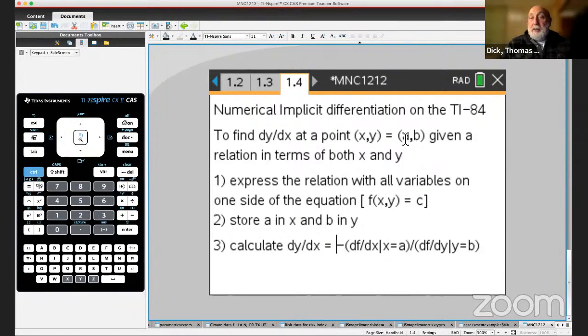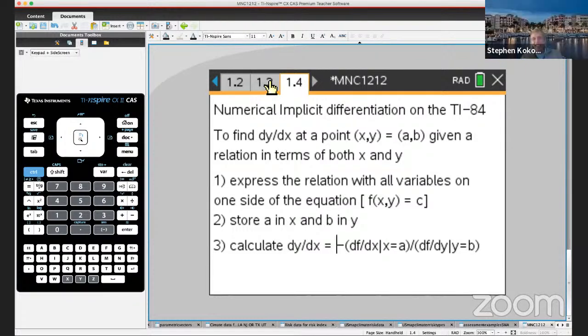Then the specific coordinate you're interested in finding the derivative value at, go ahead and store those coordinates in x and y. And then what you're going to do is calculate, using that expression in x and y, you can take the numerical derivative of that with respect to x, where x equals a, take the derivative with respect to y, where y equals b, and then you'll take the negative quotient of those two quantities. Seems really strange, but this actually works out to be dy dx at that specific point. So let's go ahead and illustrate this and see if it actually works.